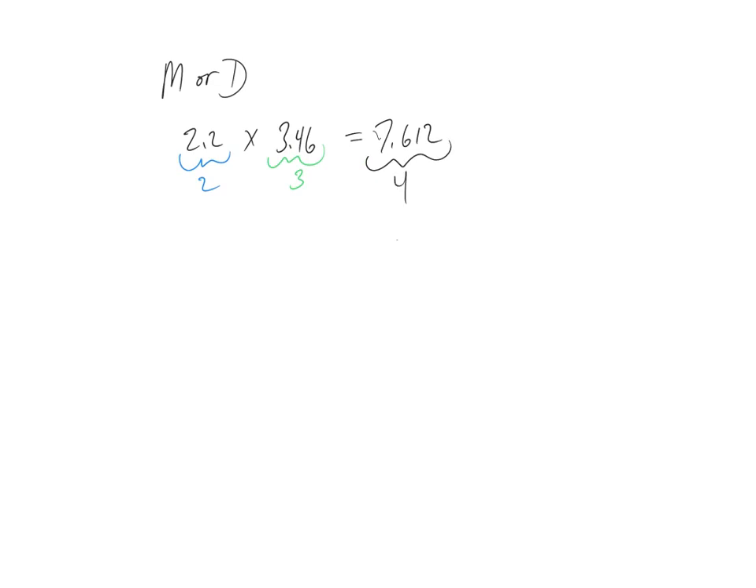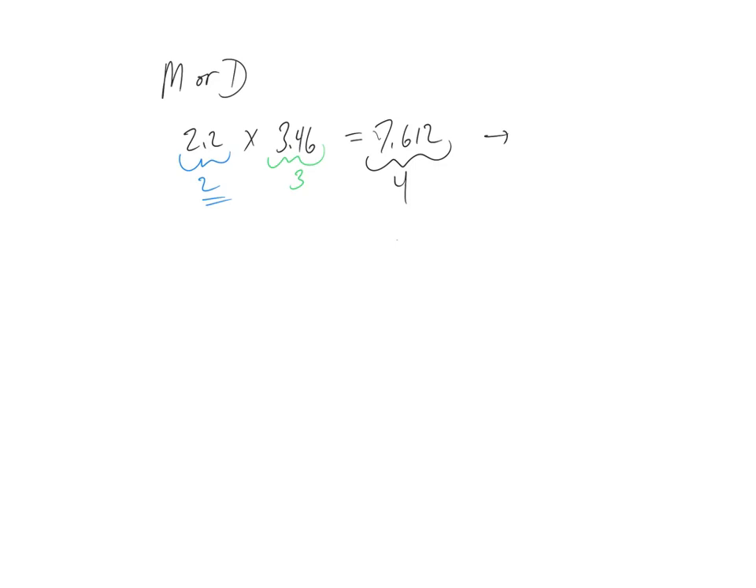Now, our answer has to have the same number of significant digits as the number with the least number of significant digits used in our calculation. So this number has 2 significant digits, which is less than 3. So our answer has to be rounded to have 2 significant digits. So we're going to take 7.612.